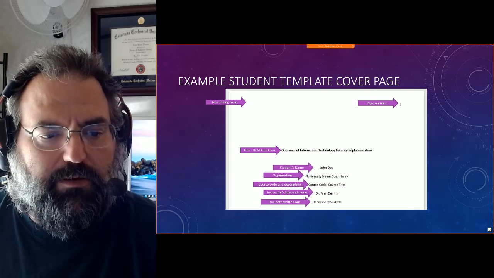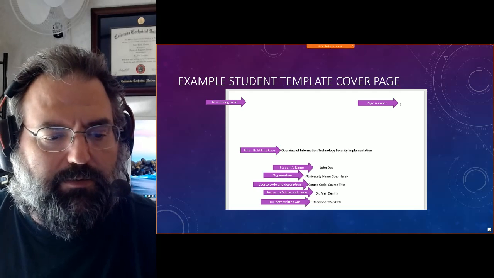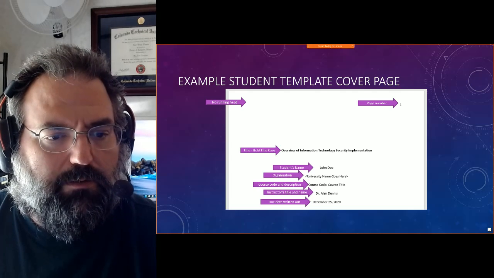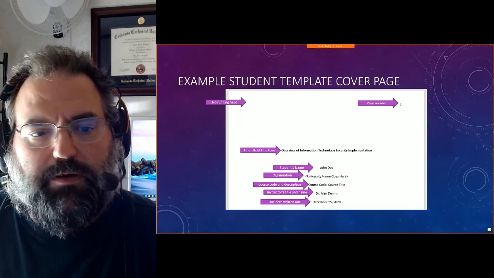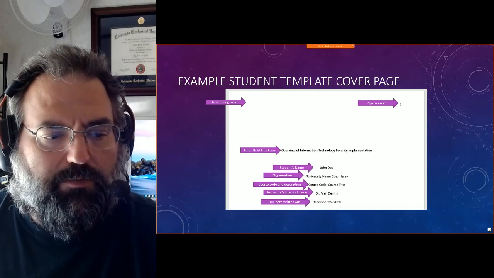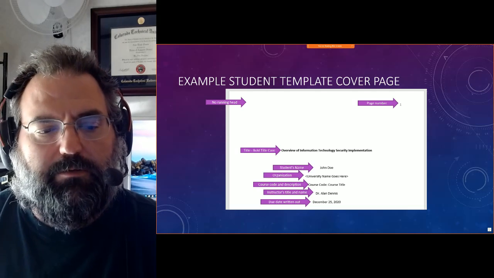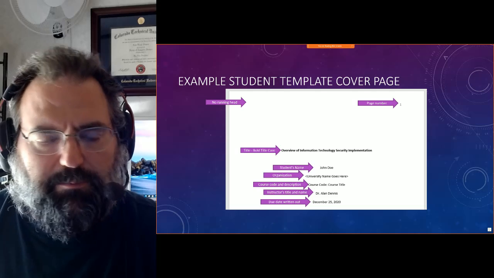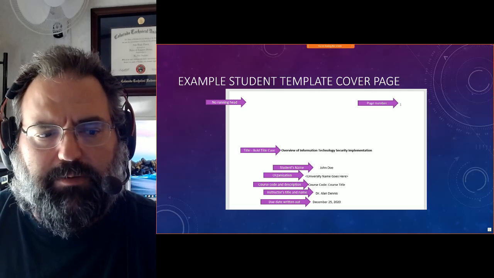Then you would start thinking about a title. It might look something like this. There's no running head up at the top. You do have a page number, however. The title, An Overview of Information Technology Security Implementation. It's not a bad one. It's not a great one. Probably good enough.